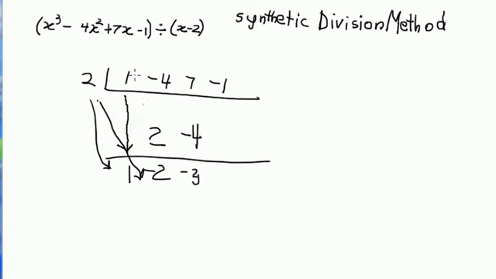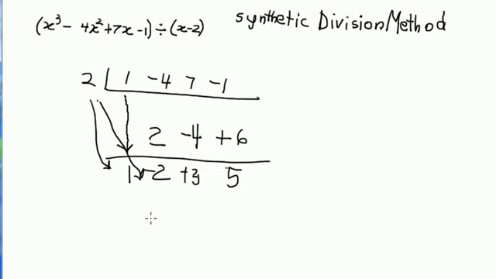And then I take 2 times 3, which is 6. And then -1 plus 6, which is just 5. And then these are going to be the coefficients of the answer of our new trinomial that is the result of this division.